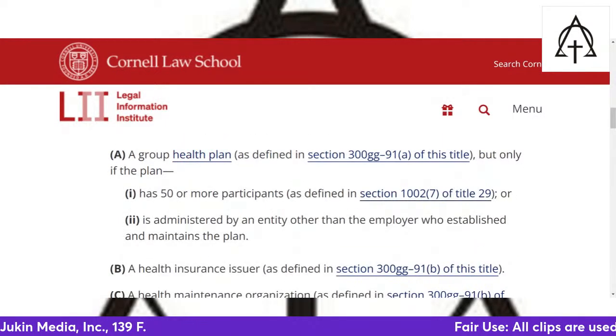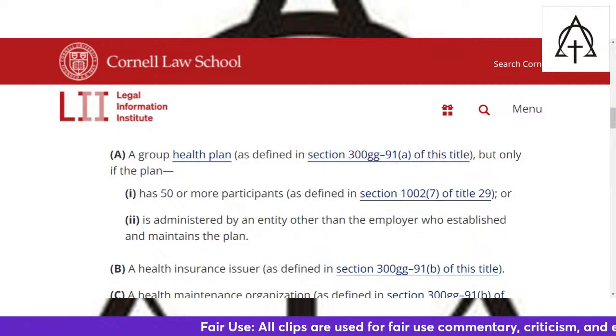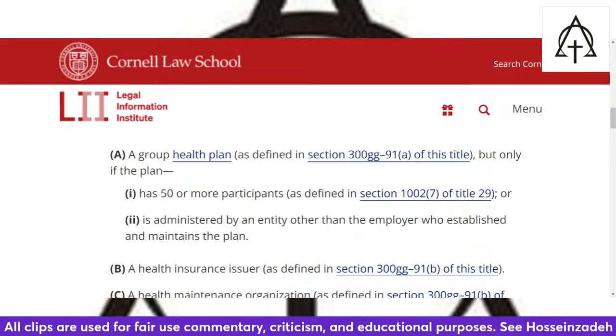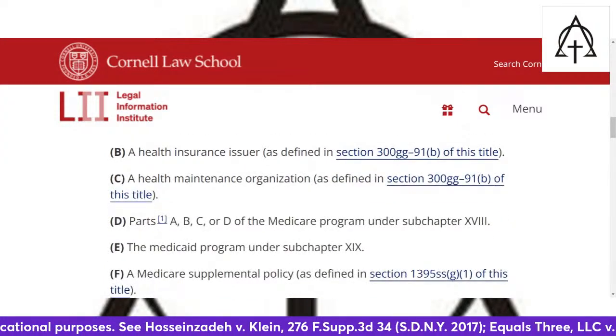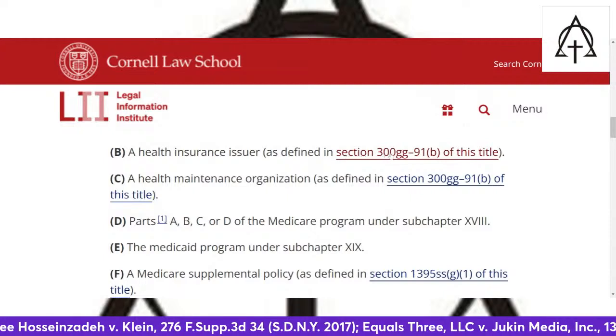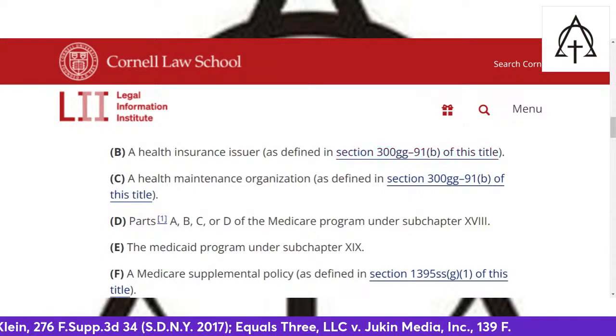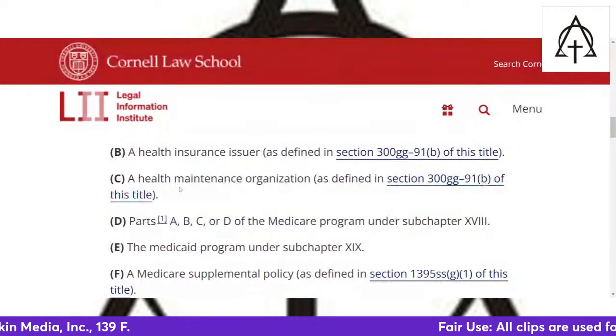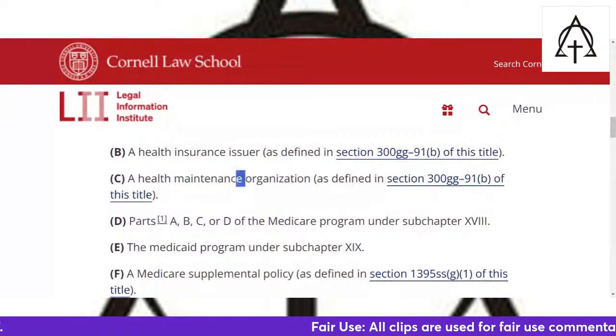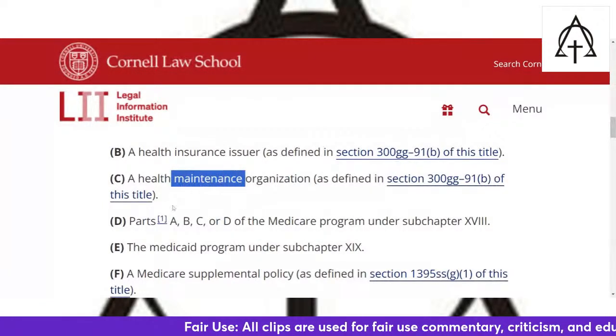A group health plan is defined in Section 300gg-91(a) of this title, but only if the plan has 50 or more participants, as defined in Section 1002 of Title 29, or is administered by an entity other than the employer who established and maintains the plan. A health insurance issuer, as defined in Section 300gg-91(b) of this title, a health maintenance organization, as defined in Section 300gg-91(b) of this title. Remember that, maintenance versus champerty. That's a maintaining of a suit for somebody else for a pay.